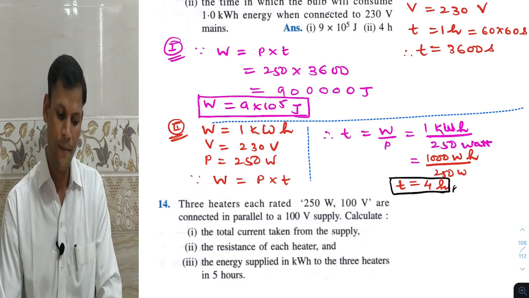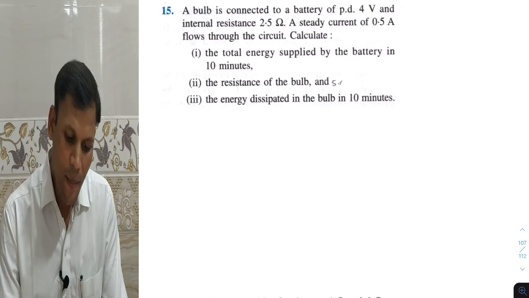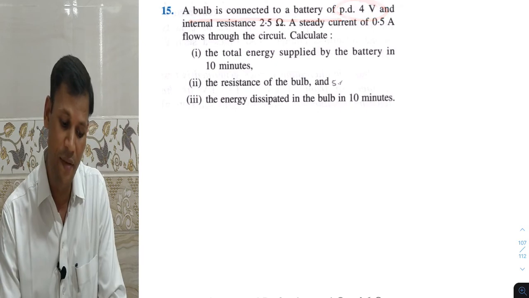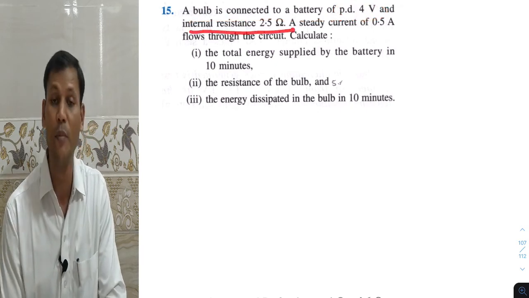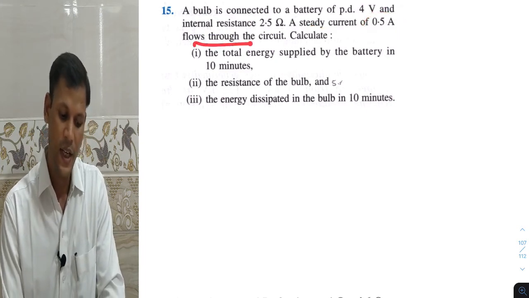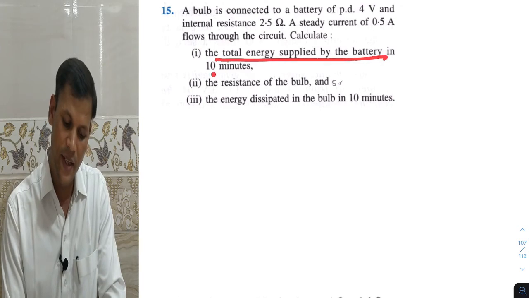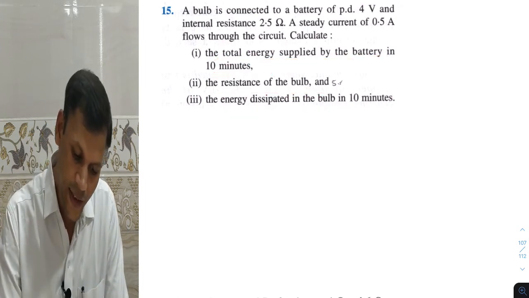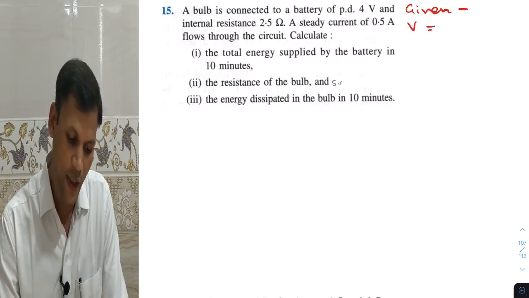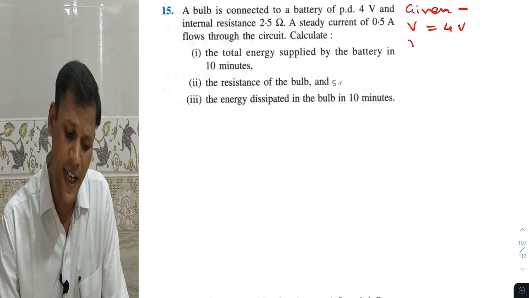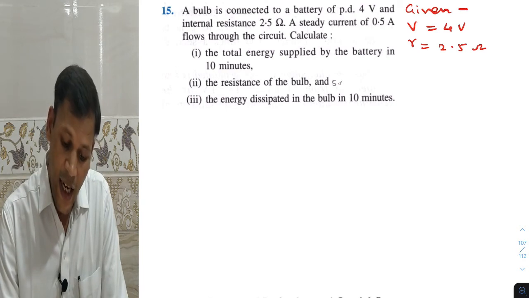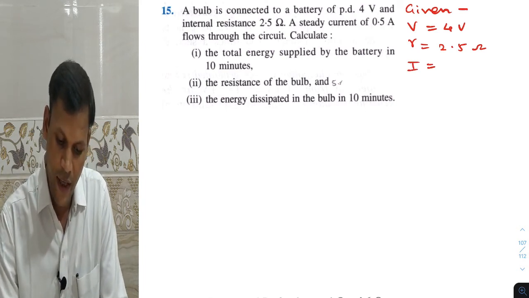Okay, so we finish this sum. 15. A bulb is connected to a battery of potential difference V, and internal resistance small r. A steady current I flows through the circuit. The total energy supplied in 10 minutes and everything. ठीक है, so हमें क्या क्या दिया है, we will write first of all V is 4 volt. Internal resistance I will take it as small r, 2.5 ohm. Steady current I is given, it is 0.5 ampere.